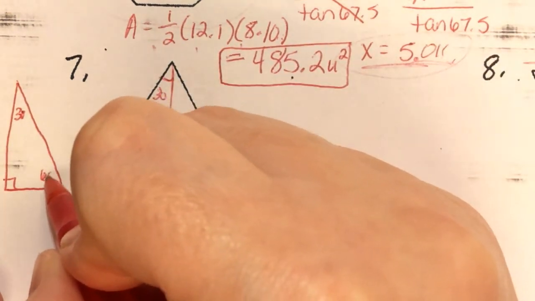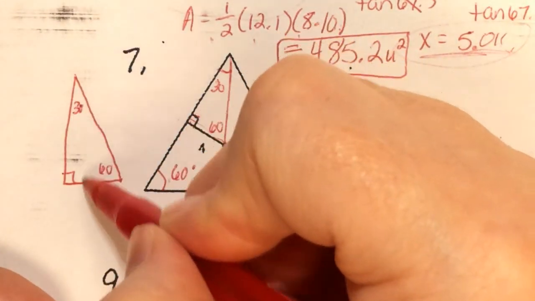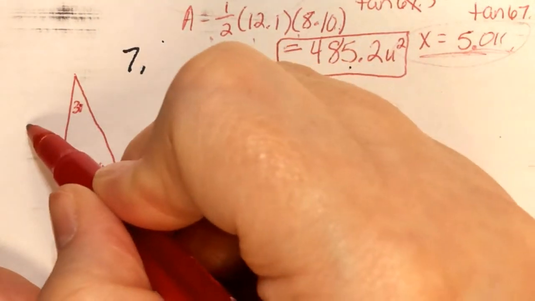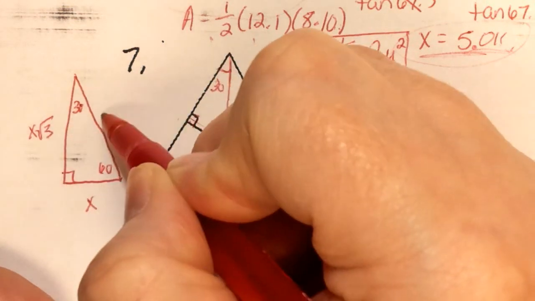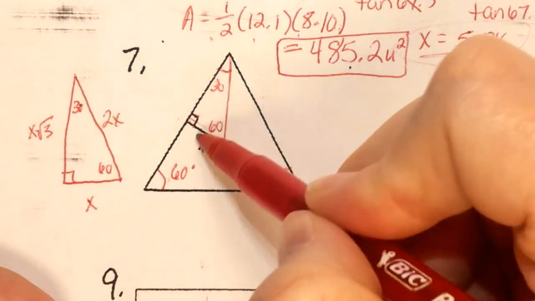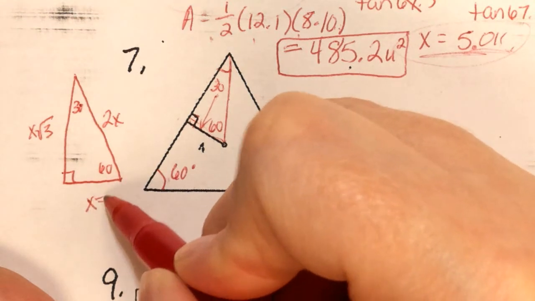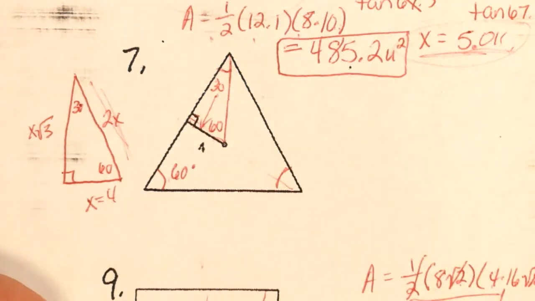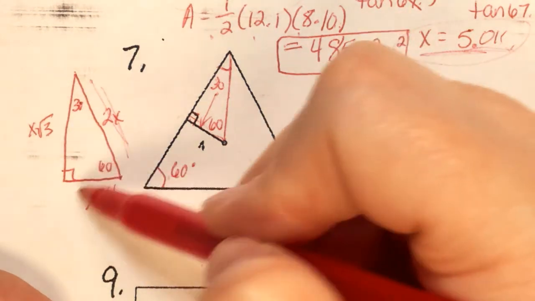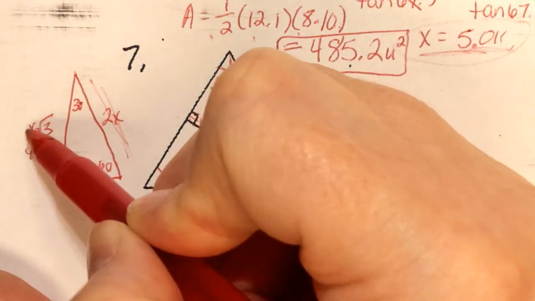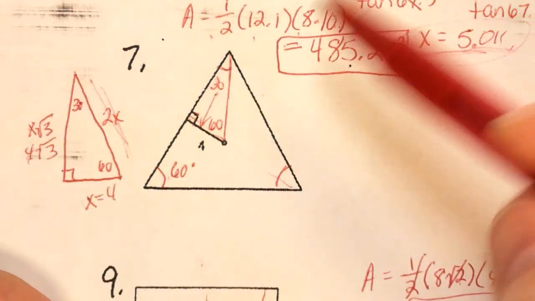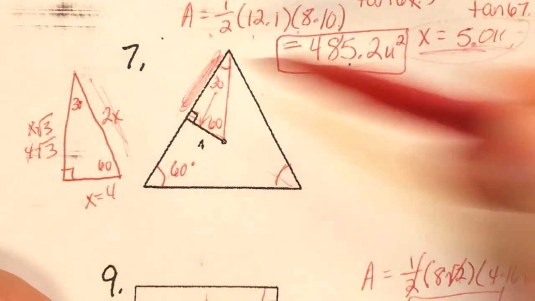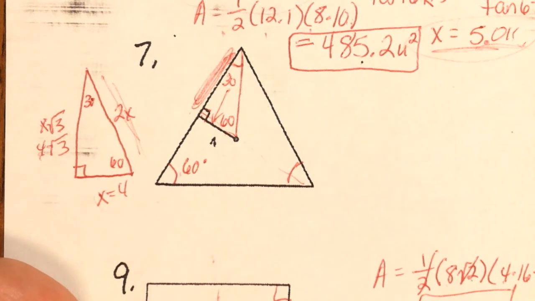Remember, across from your 30 is your x, across from your 60 is your x square root of 3, and across from your 90 is your 2x. The one we had, the x was 4. Well, we don't need this one. It's not part of our problem unless it's the one that they gave us. But if x is 4, then x square root of 3 is 4 square root of 3. That's this piece. That's half of our side. If 4 square root of 3 is half of our side, then if we double it, that's the whole side, right?